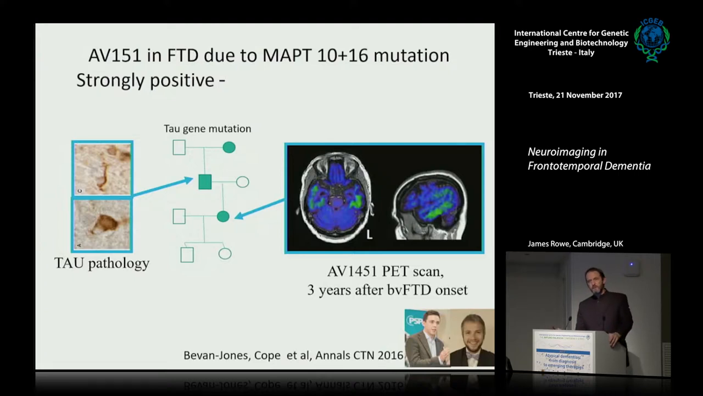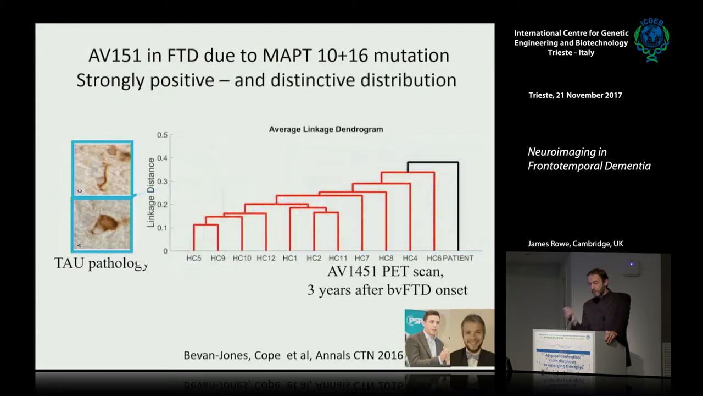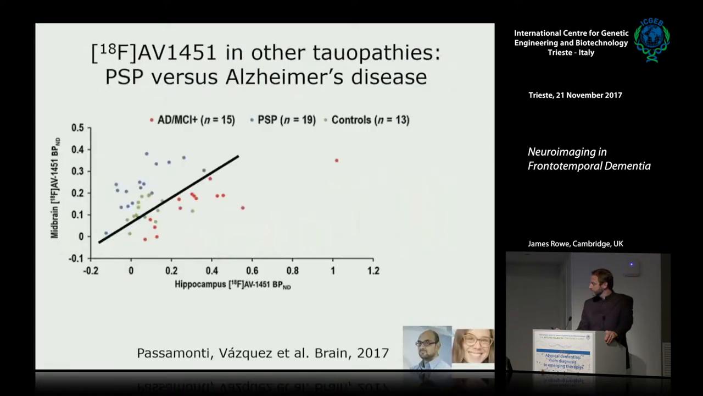So although it's very nice to see the increased amount of binding relative to controls, actually you need to think not just about how much is binding, but where it is. And by using an approach that looks at the distribution of binding, we were able to show that using hierarchical cluster analysis, this patient was a clear outlier, not just in the amount, but the distribution of where their tau binding was, or this ligand binding was.